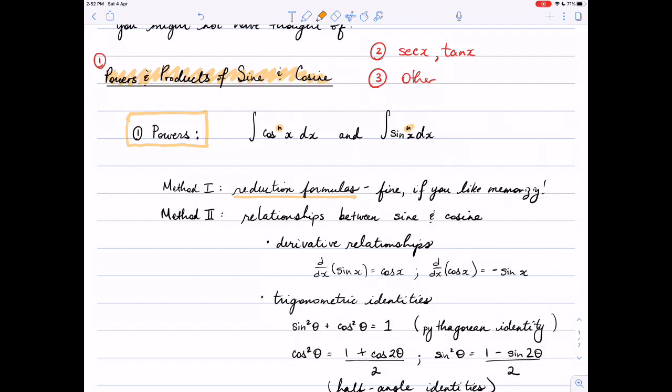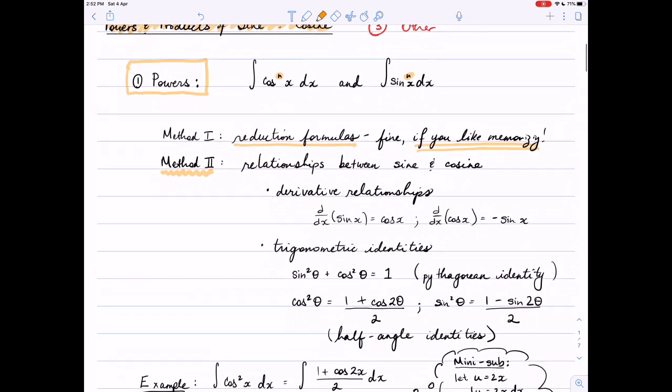Reduction formulas will handle anything of these forms, but obviously, to use a reduction formula, you have to know the reduction formula. So if you are an ace at memorizing, then fine, go ahead, but be aware that I can specifically ask you not to use a reduction formula, and so you do absolutely need to know how to do this method 2. And that's the method that we're going to cover now in this video.